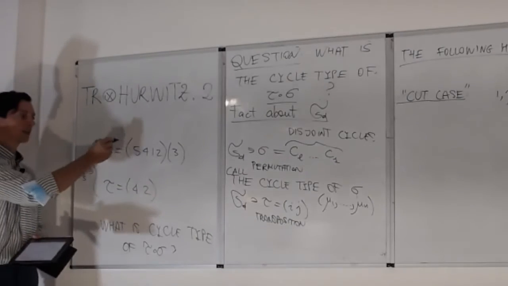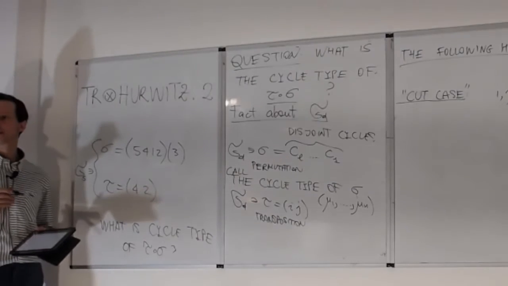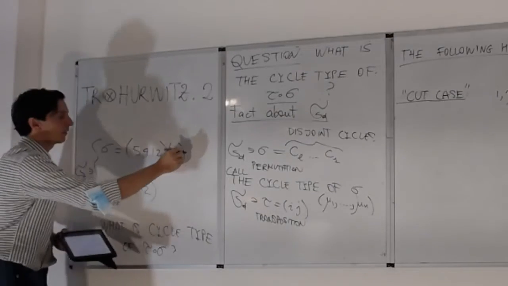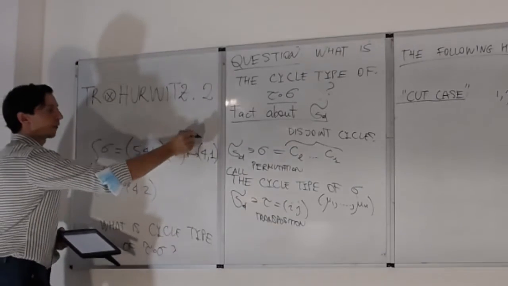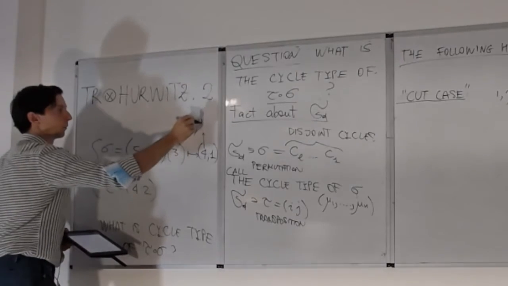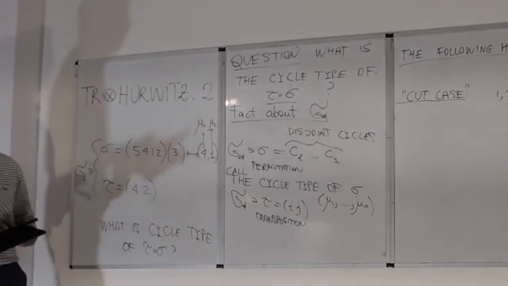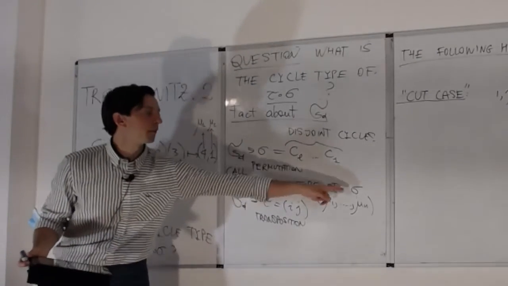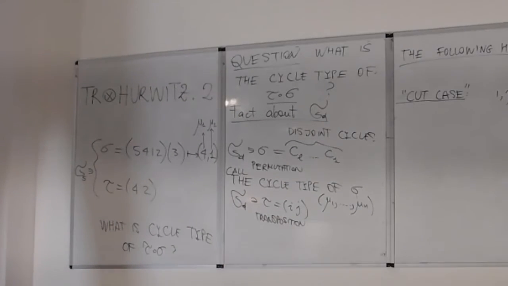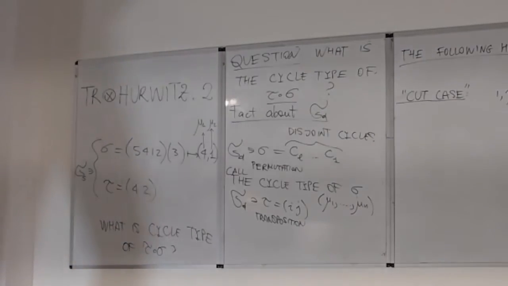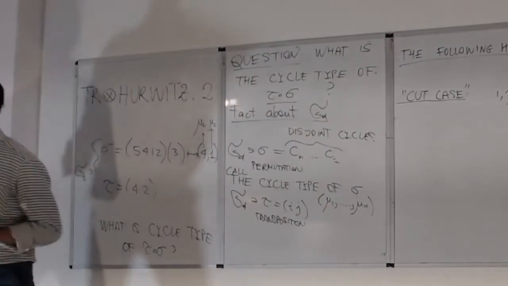So Marta, what is the cycle type of sigma? 4, 1, okay. So now this 4 here is my mu_1, and this one is my mu_2. So this is what I wrote here: the cycle type of sigma is mu_1 up to mu_n. Let me call this n, and here is 1.